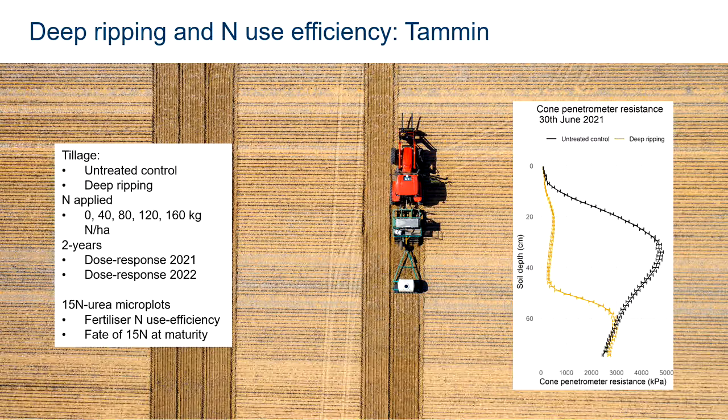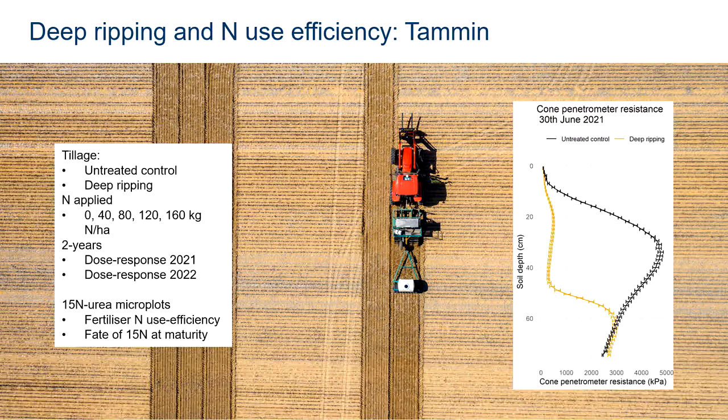The first that I'll focus on is a 2-year study that we've set up in Tammin on a deep yellow sand, heavily compacted, where we're interested in how deep ripping changes nitrogen use efficiency. It's a fairly simple design in one way, in that the design is just a factorial of tillage treatments by nitrogen rate, but we're implementing that over 2 years. Our interest there is how the dose response curve changes over the first and second year. We've also got 15N urea plots in there where we want to quantify fertiliser use efficiency and also where that fertiliser N actually ends up.